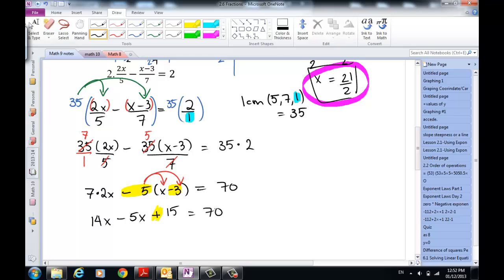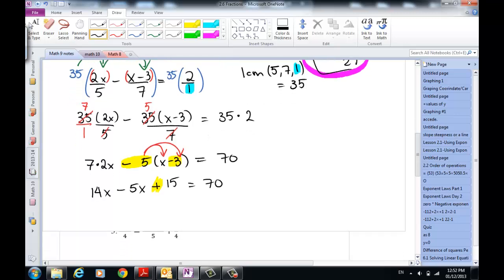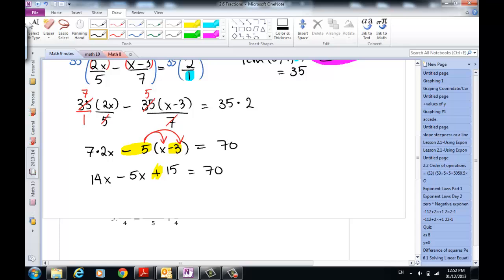Now remember, our goal is to solve this. I want to know what x equals. So I want all of my x's on one side. It doesn't matter which side they're on. And I want all of my constants on the other side. So here it's super easy. I can look at this and say, awesome, this is just 9x. And I still have this plus 15 is equal to 70.